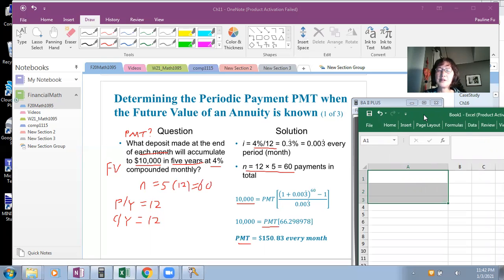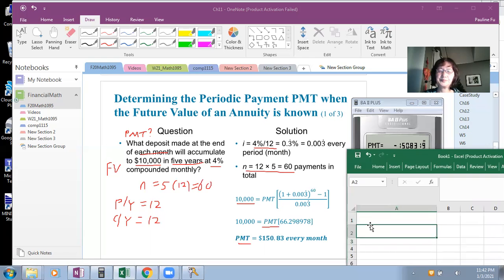Excel. How do I use Excel? For Excel, you directly use the PMT function. PMT. Rate is 4%, compounded monthly, so divided by 12. NPER, number of payments, 5 years, 1 year has 12 months. So 5 times 12 is the number of payments.